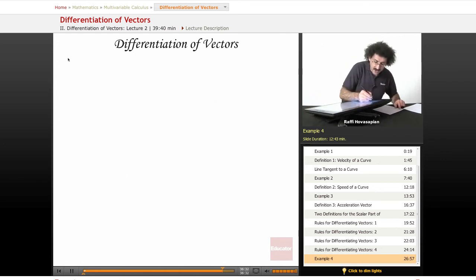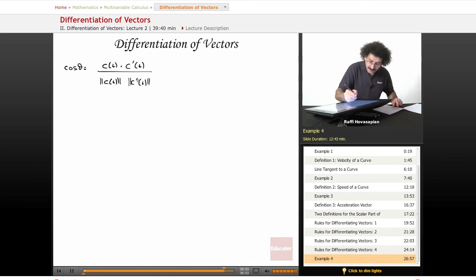So now let's write our definition of the cosine theta. The cosine theta is going to equal c of t dot c prime of t divided by the c of t norm times the c prime of t norm. Okay, that is going to equal, let me come down here so I have a whole lot of room.